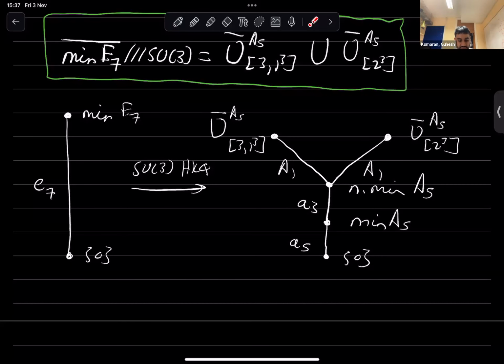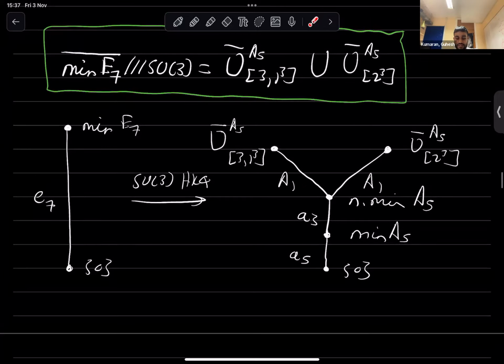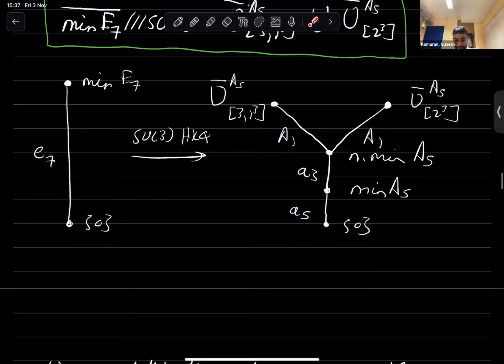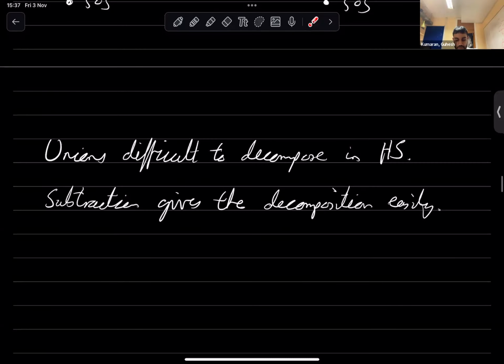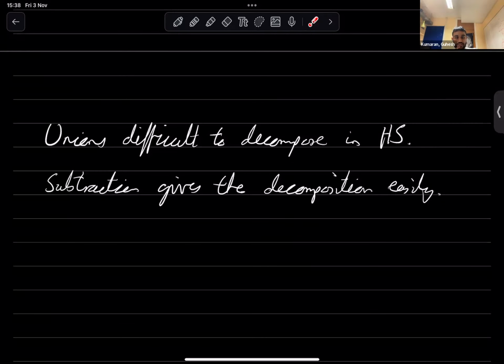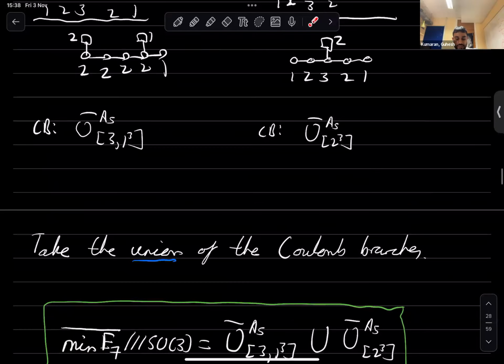So I draw, you take your E7 transition, you do the hyper-Kähler quotient, and you kind of blow up the Hasse diagram here into something, I guess, with a bit more structure. So there's a common A1 between these two, to the next to minimal A5, and that's the intersection of these two orbits. Right. Why is this particularly interesting? That's because unions are quite difficult to decompose in the Hilbert series. But when we do the subtraction, it gives this decomposition very easily. It just corresponds to all the possible alignments that you can have.